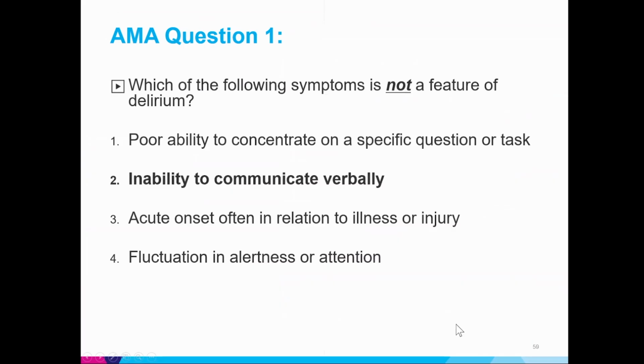So the correct answer is inability to communicate verbally. Answers 1, 3, and 4 are all features of delirium. And I think another way to think about this is poor ability to concentrate on a specific question or task, that's really inattention. The acute onset, often in relation to illness or injury, that's that change from baseline mental status. And then 4 is fluctuation of alertness or attention. What you don't see here is sometimes disorganized thinking, the 4th feature that can often also be present.